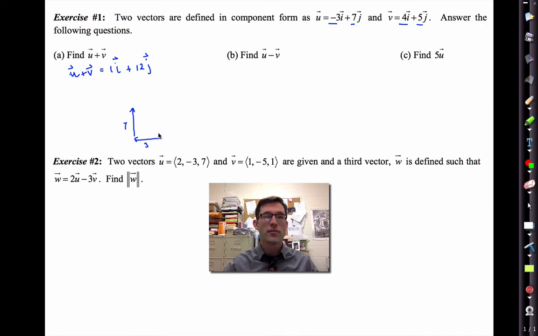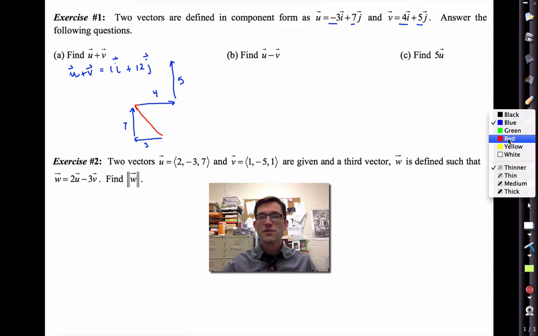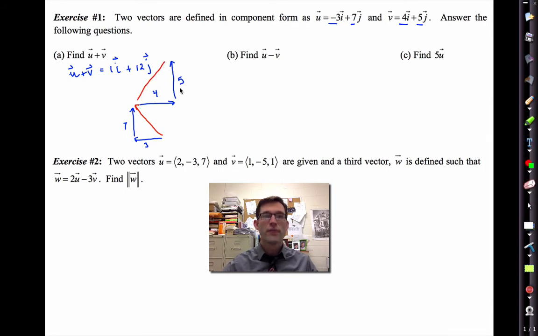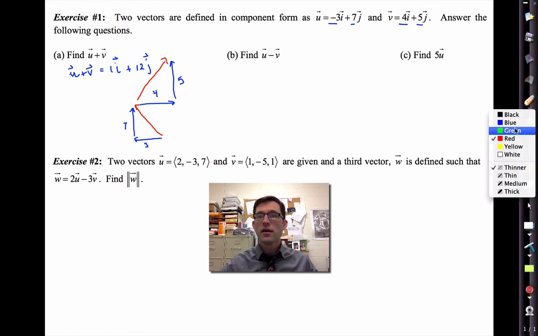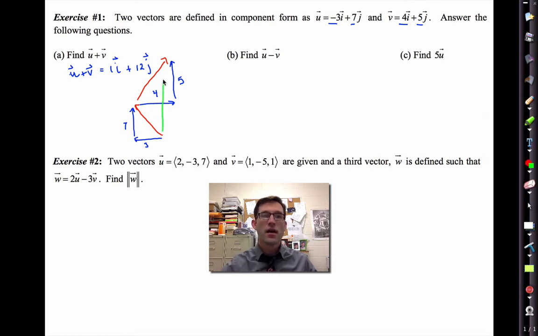I'm not going to do this for each one of them, but I'm going to try to make sense of this, right? Then if I were to add on v, what's v? v is now something that is 4 units to the right and 5 units up, right? And so here comes v, right? So overall, it makes sense then that u plus v would in net go 1 unit to the right and 12 units up, right? Simple enough.